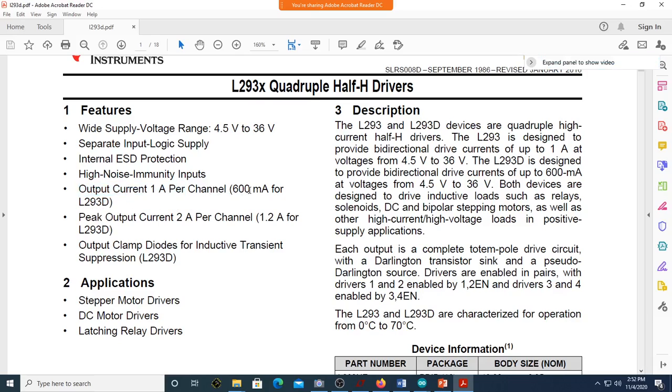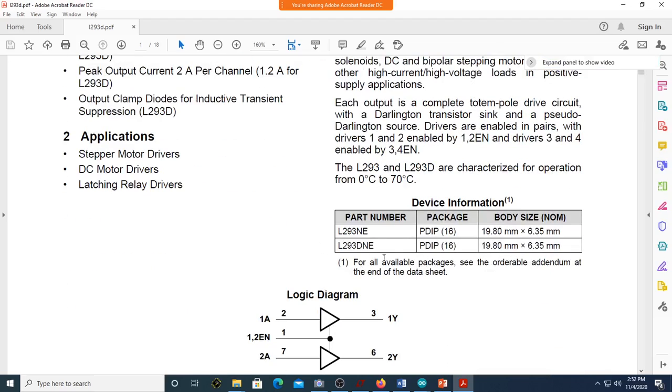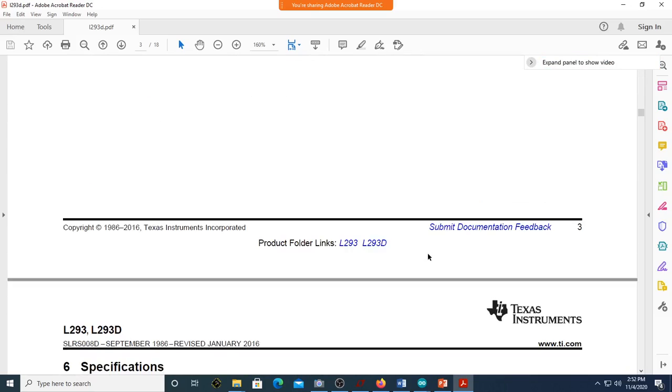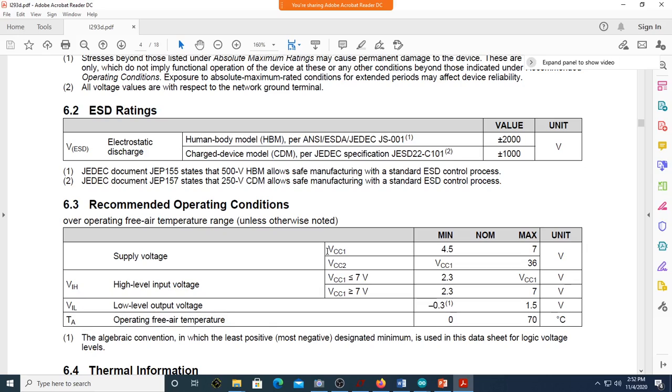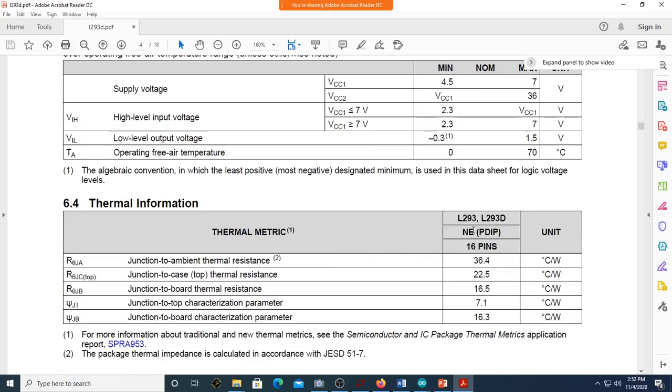If you are looking for L293D, then the current is 600 milliampere. Can you see this is L293X? This X can be different. It can be D, of course. Can you see here? Any NE is there, DNE is there. Now this is for the package. And if you look at the data sheet over here, I don't know which one this is for. Okay, it will be specified here. Can you see here? There is no D here, there is a D here.